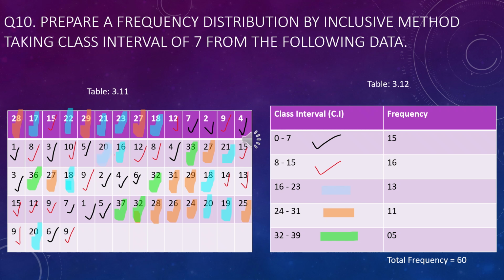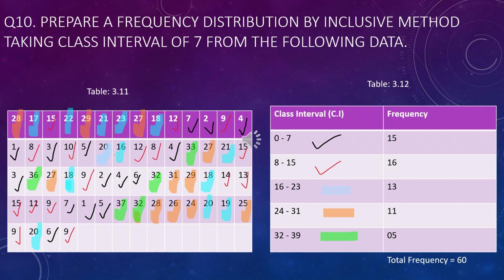So here the given values are in table 3.11, and from here we will have to frame the class intervals taking 7. Like 0 to 7, then 8 to 15, 16 to 23, 24 to 31, and 32 to 39. So we will have all these values presented accordingly.